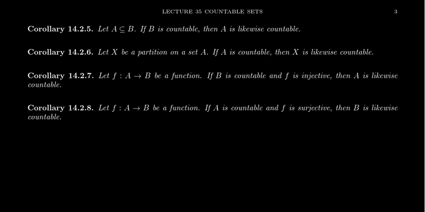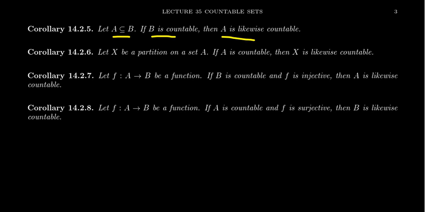And honestly, we can prove each and every one of these using this listing condition that they're countable sets there. So I'll give you some hints on how you prove these corollaries here. Corollaries because these are consequences of the previous theorem we just proved. So imagine we have a subset. So A is a subset of B. If B is countable, then likewise A is countable.